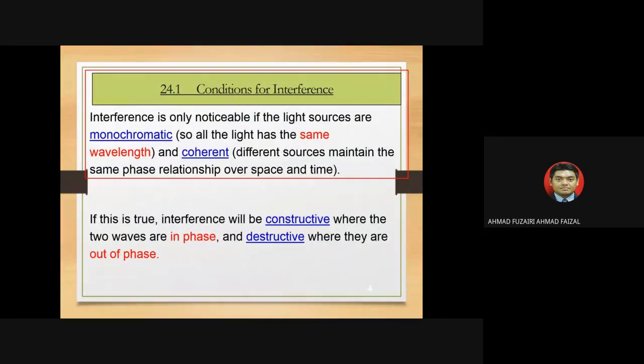There are two conditions for interference to happen. First, the light sources are monochromatic, meaning that all the light has the same wavelength. And number 2, the sources are coherent, which means that the waves they emit must maintain a constant phase with respect to each other. If this is true, interference will be constructive, where the two waves are in phase, and destructive, where they are out of phase.